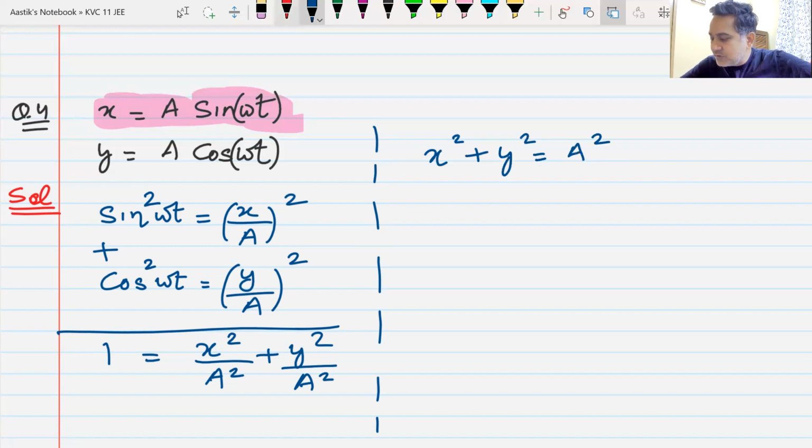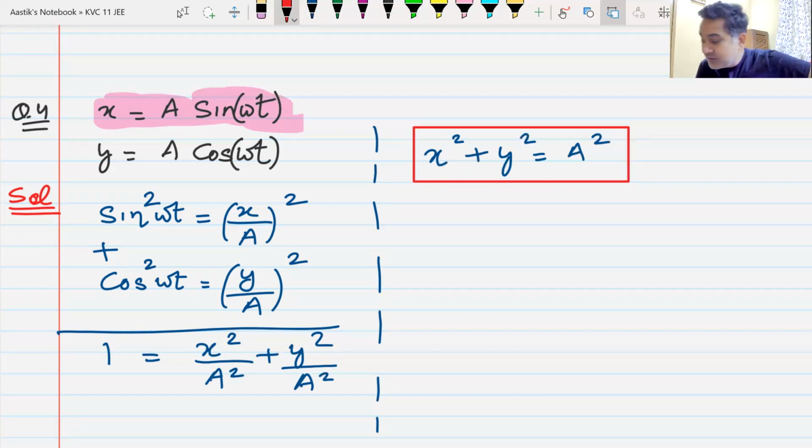Do you know what this equation represents? When both are second order and they have the same coefficients, this is the equation of a circle, my dear friends. This is the equation of a circle. The particle is following a circular path. Do we understand this?